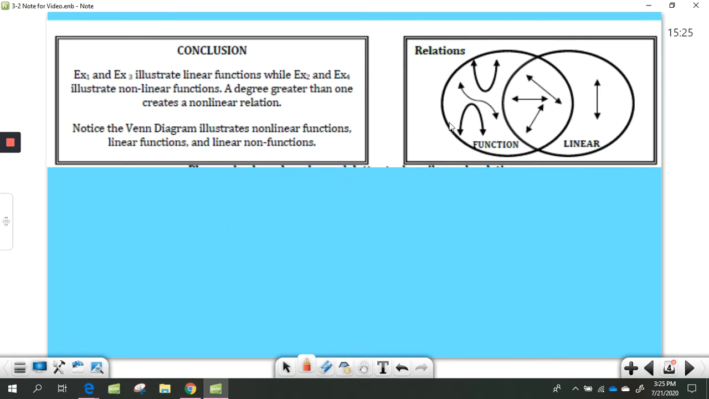This section is comparing functions with linear. These are all functions. Everything in this circle is linear, and everything overlapped is a linear function. These are not lines, and this is not a function.